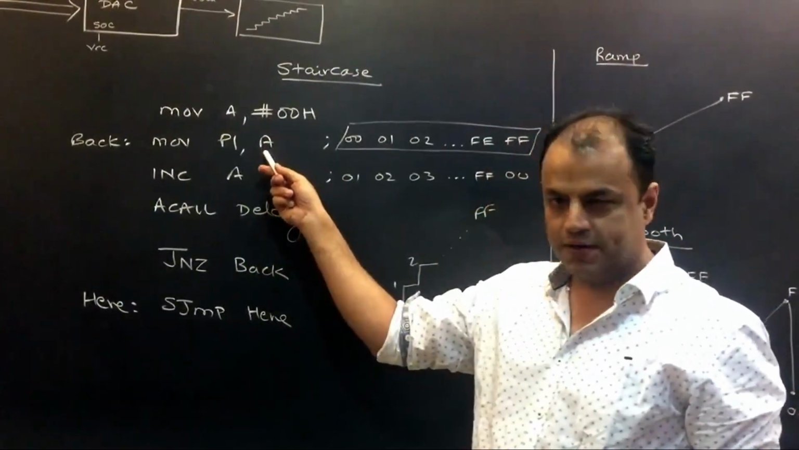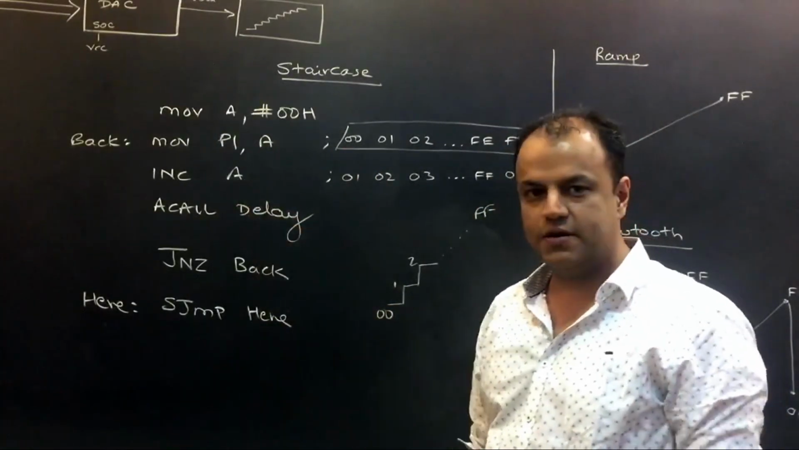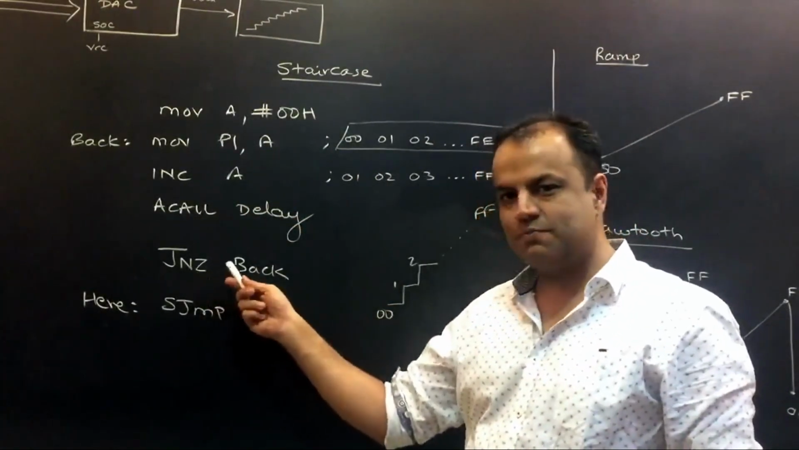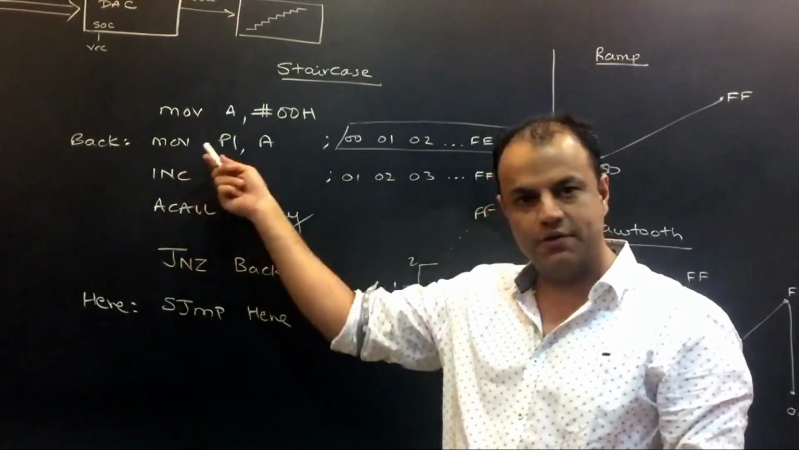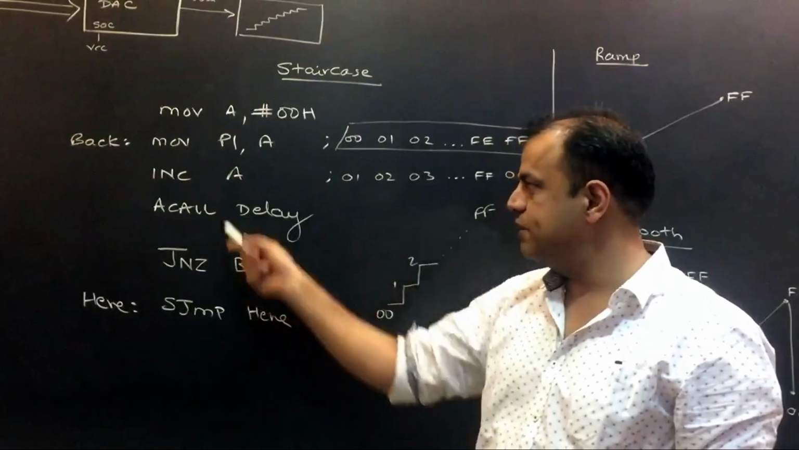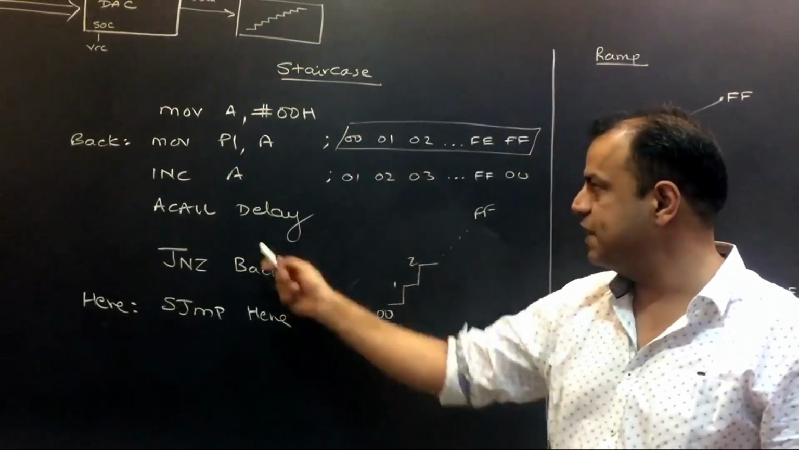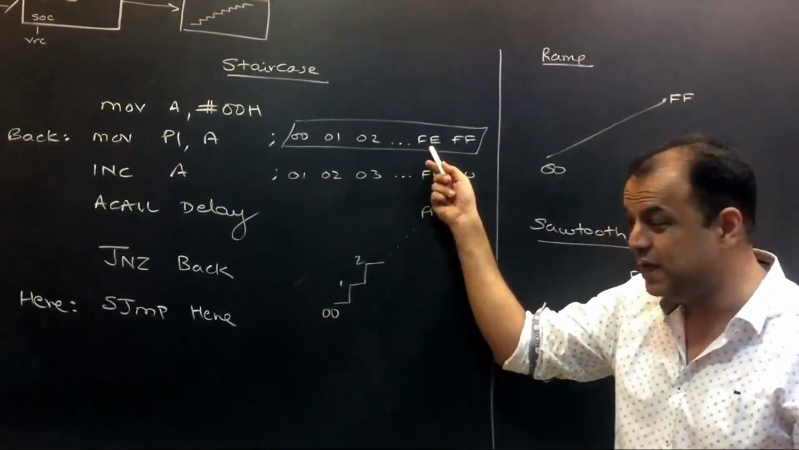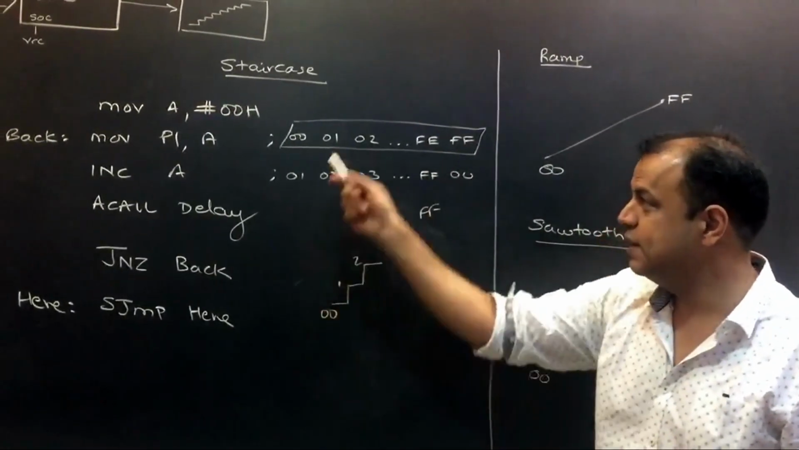So it will directly check the value of A. A was 0, but after putting out 0, you incremented it. So A has become 1. I've said jump if not 0. A is not 0. It will jump because it is 1. It will jump. Now you display 1. A will become 2. It will jump. You display 2. A will become 3. It will jump. You will display FE. A will become FF. It will jump.